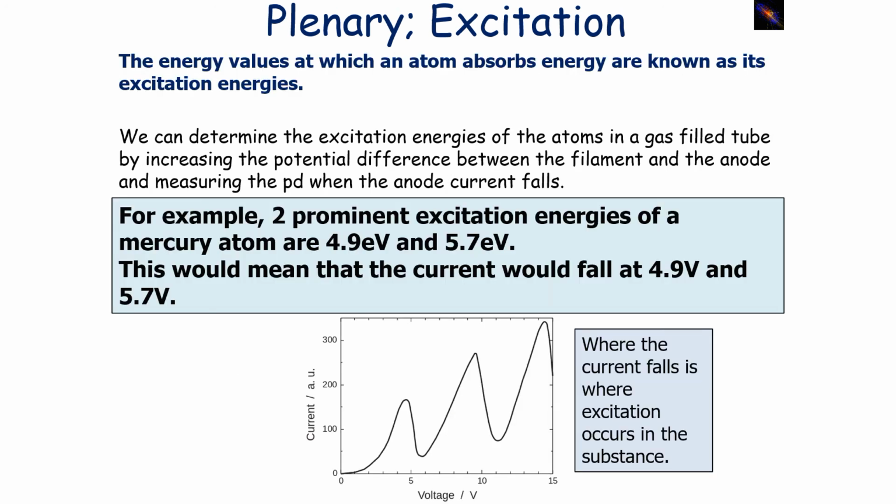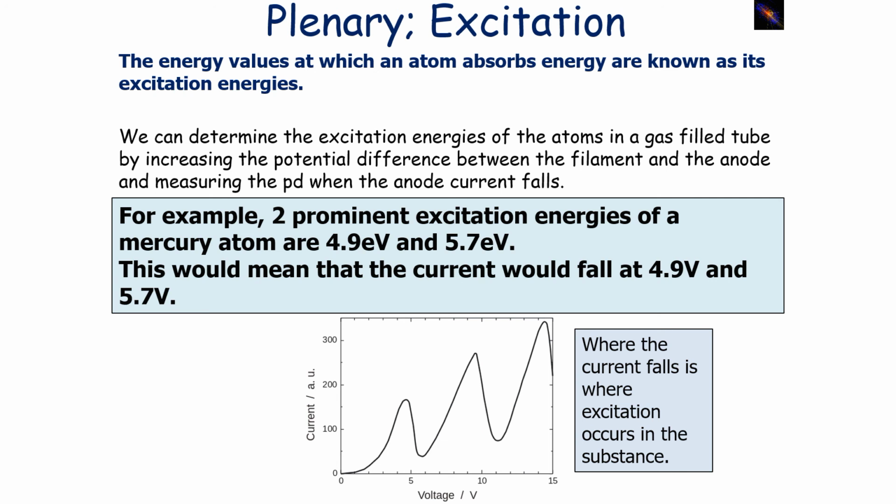So in this particular example, we can see energy values which an atom absorbs, which we call the excitation energies. We can determine the excitation energies of atoms in a gas-filled tube by increasing the potential difference between a filament and an anode and measuring the PD when the anode current falls.